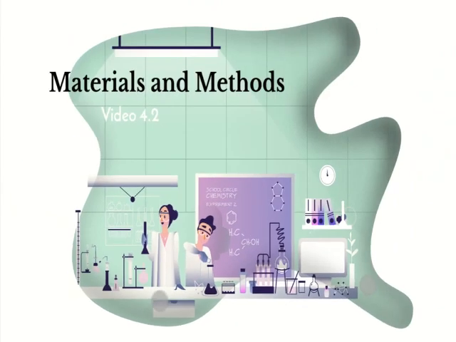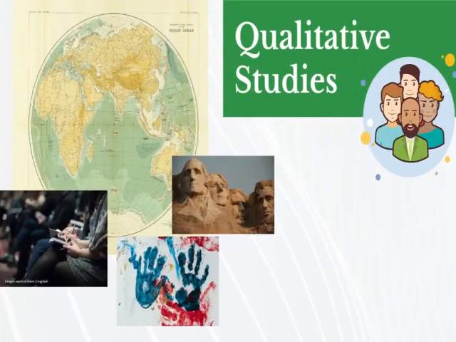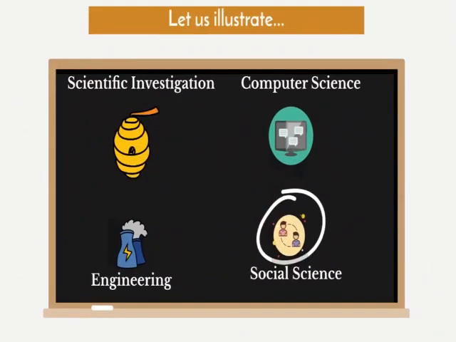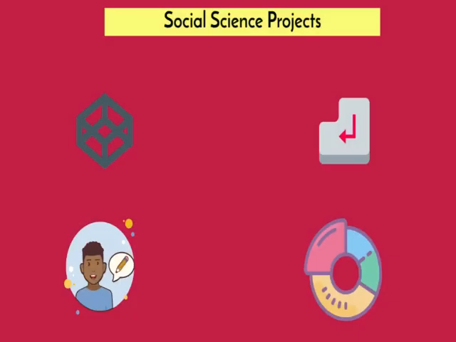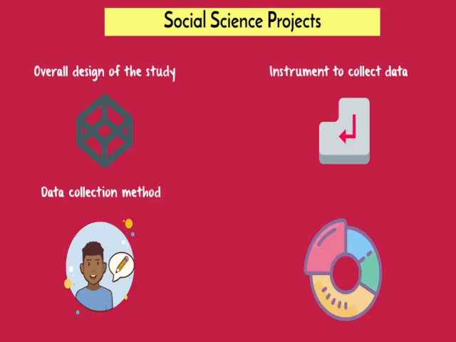Let's use a social sciences project as an example of qualitative research. When planning the materials and methods for a social sciences project, let's consider the following. What design will the study be? How will the data be collected? For example, will it be through interviews? Which instruments will you use to collect the data? Will it be a questionnaire, for example? Then, what will your sample be? For each of these questions, you must justify the choices you make.